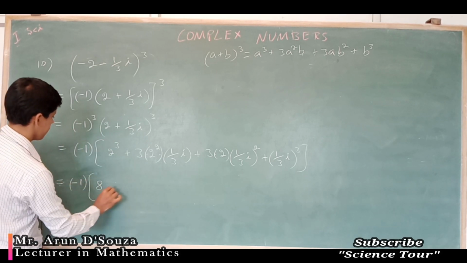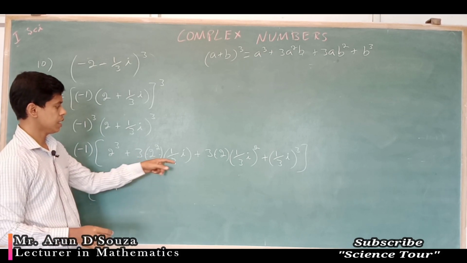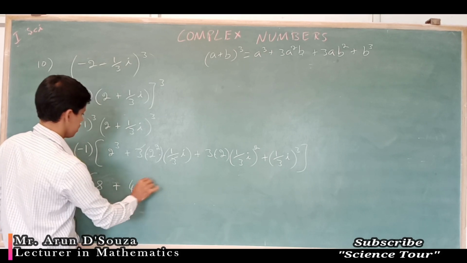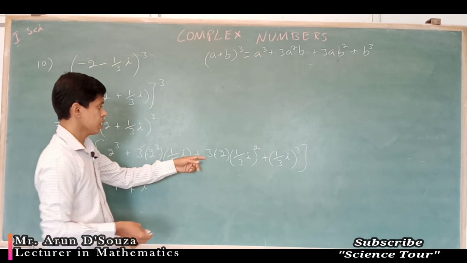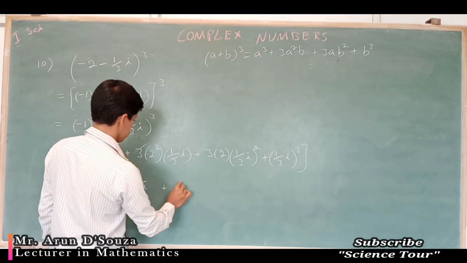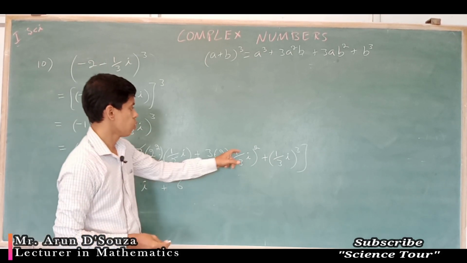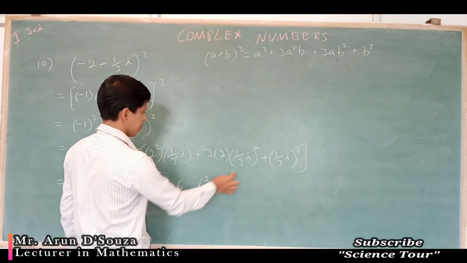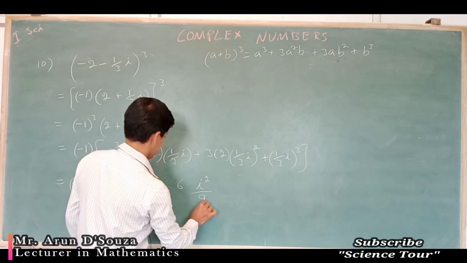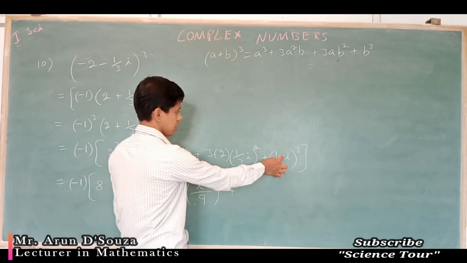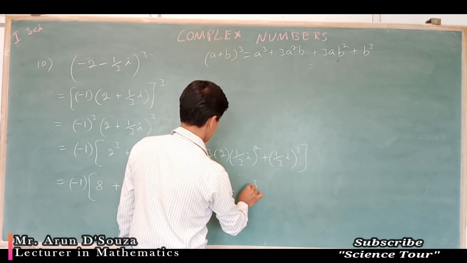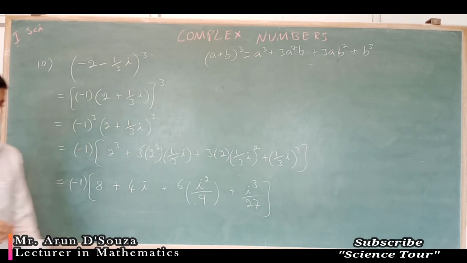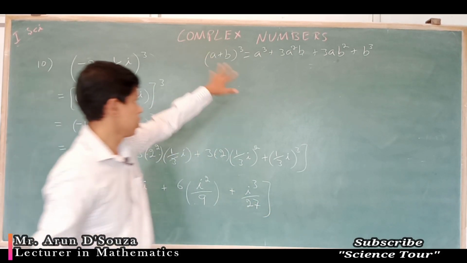Now 2 cube is 8 plus 3, and 3 gets cancelled. You have 2 square, 4, and you have i. So that is a simple thing. Now again you have 3 into 2, 6, 1 square is 1, i square divided by 3 square, 9, plus you have i cube divided by 3 cube, which is 27. Okay, so let me continue here.